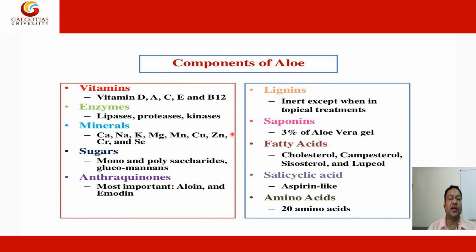Components of aloe: they contain different types of components like vitamins A, B, C, D, enzymes like lipase, protease, kinase, minerals like calcium, sodium, potassium, magnesium, manganese, copper, zinc, chromium and selenium. Sugars like mono and polysaccharides, anthraquinones, aloin and emodin, lignin, saponins like 3% aloe vera gel, fatty acids like cholesterol and campesterol, salicylic acid like aspirin, and amino acids. They contain all 20 types of amino acids.